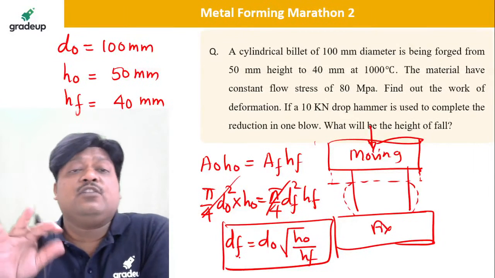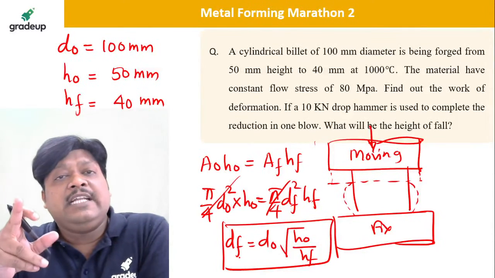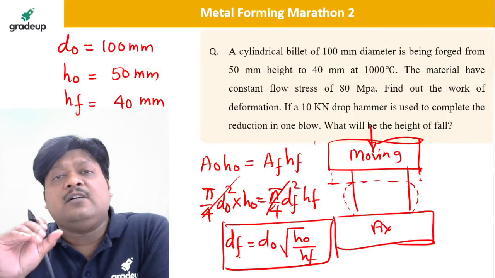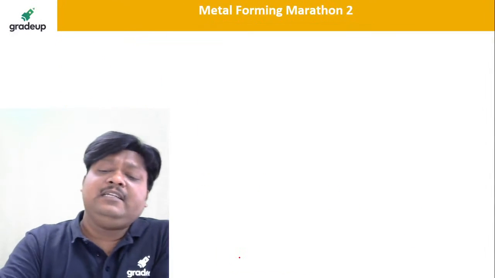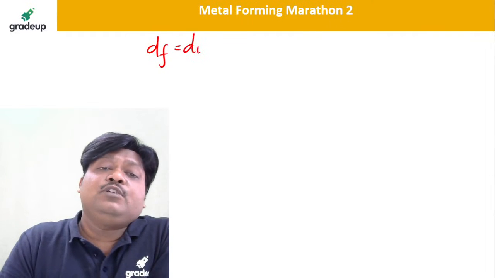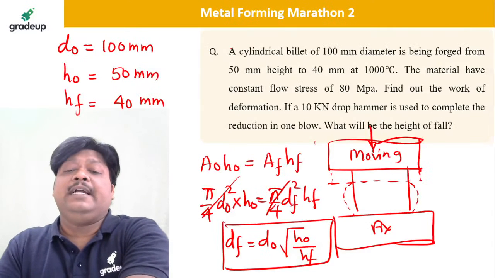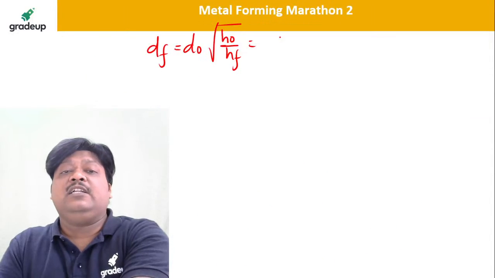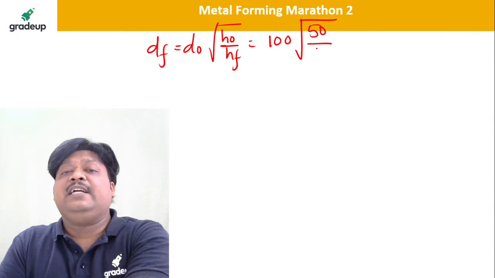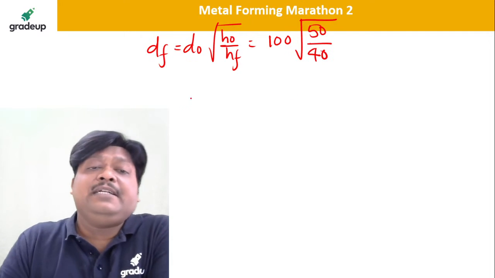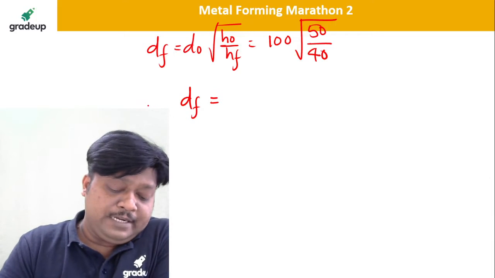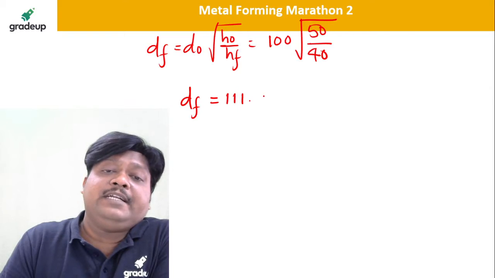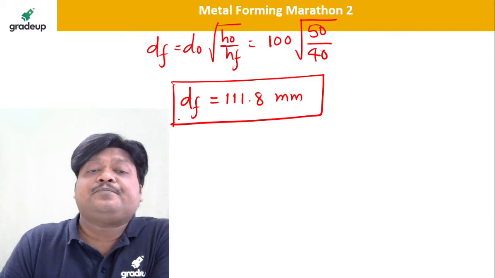So see, this is the relation I can get for the height and diameter, isn't it? Now tell me, original diameter is with you, original height is with you, final height is with you. Only the unknown is D final, which is not available. Calculate the D final. D final will be D original into root over H O by H F. D original is 100 into root over original height 50 and final height 40. Tell me the value of final diameter. So root of 5 by 4 into 100, it is 111.8 mm. 111.8 mm.